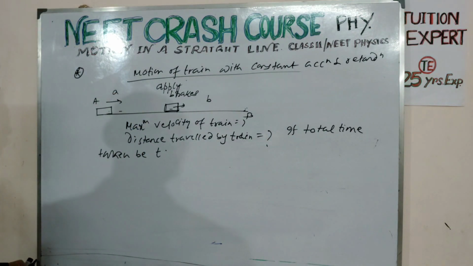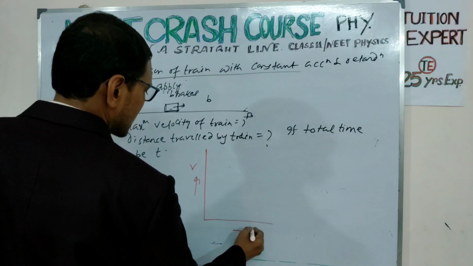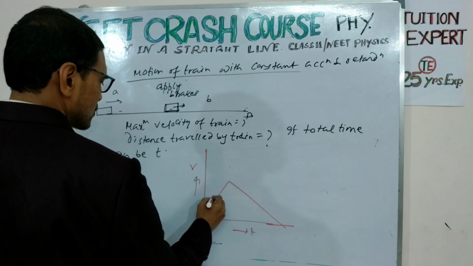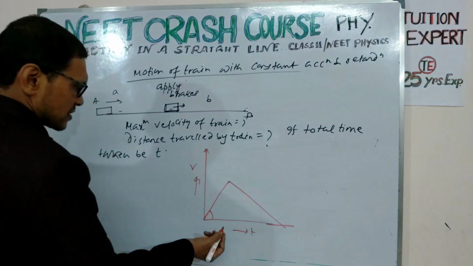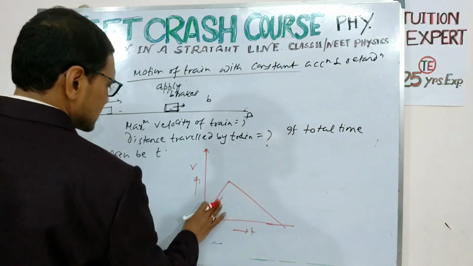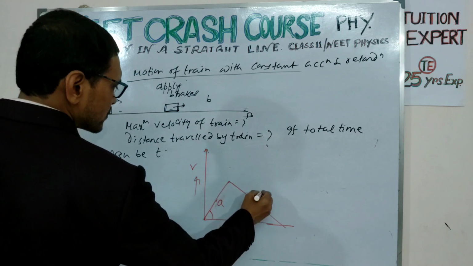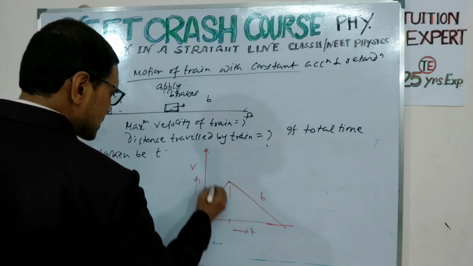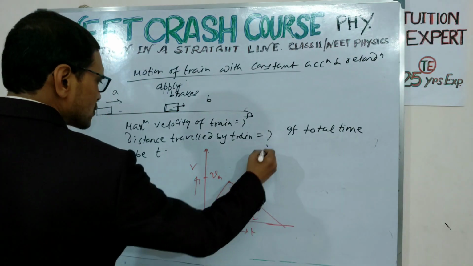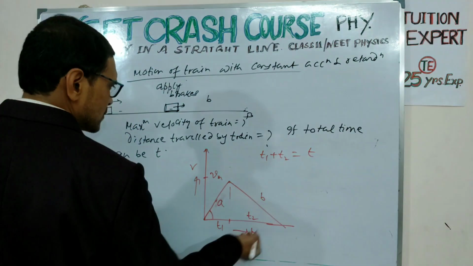So if we draw the velocity time graph, what the graph will be is this. Now the slope of this line, this is the velocity time graph. We know the slope of the VT graph is acceleration, so the slope of this line is A and the slope of the other line is B. Now here the velocity is maximum, so Vm. Now if this time taken is t1 and this time taken is t2, so t1 plus t2 equal to t.